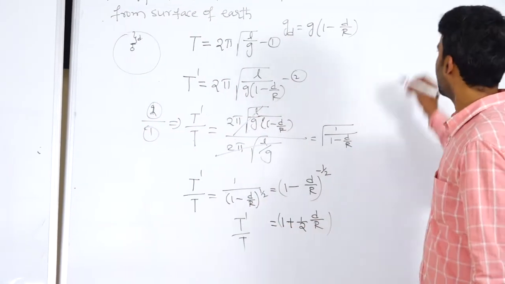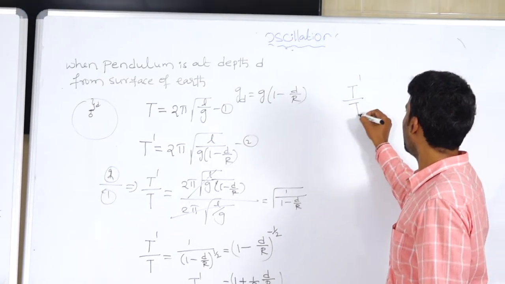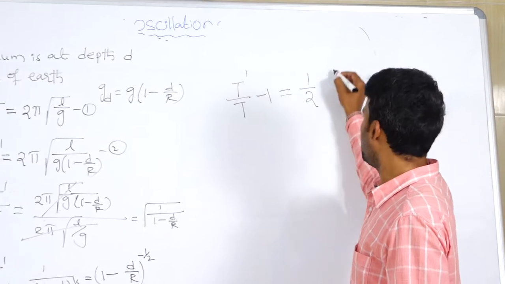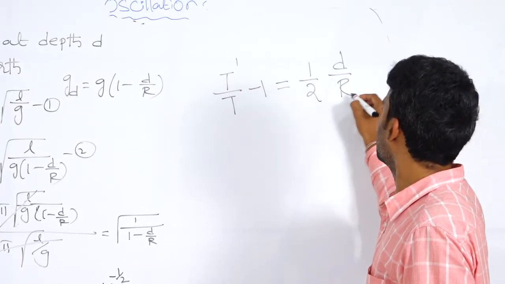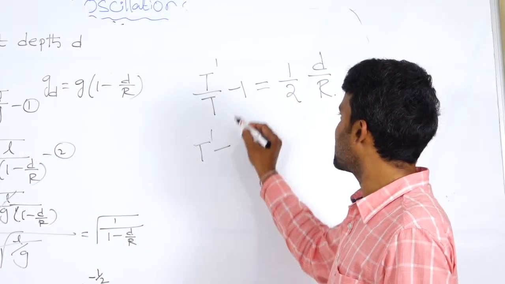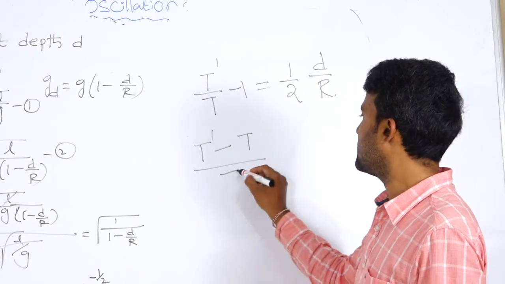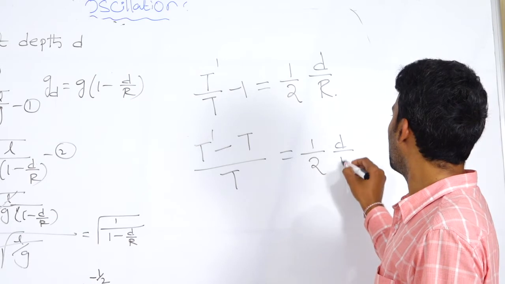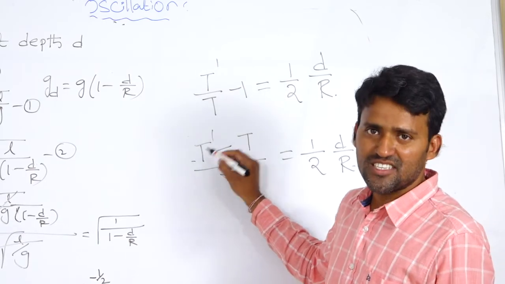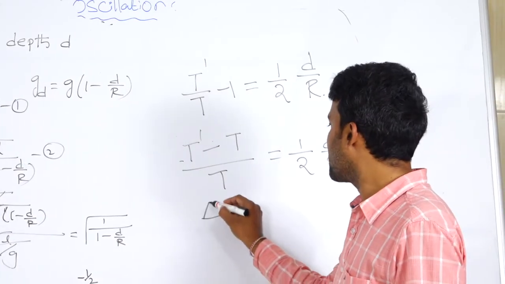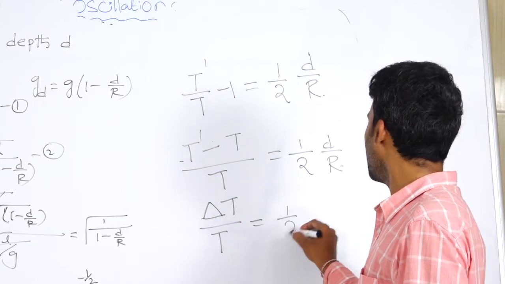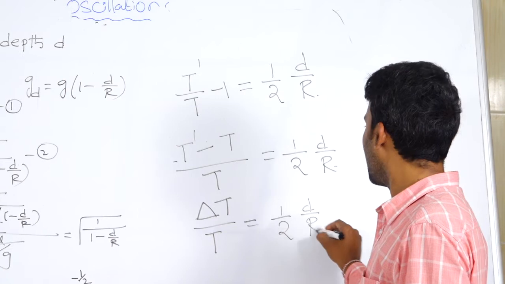Again, 1 I am taking to this side. T dash by T minus 1 is equal to 1 by 2 d by R. Taking the LCM, which is T, T dash minus T by T is equal to 1 by 2 d by R. T dash minus T is nothing but delta T, that is the loss of time, equal to 1 by 2 d by R.